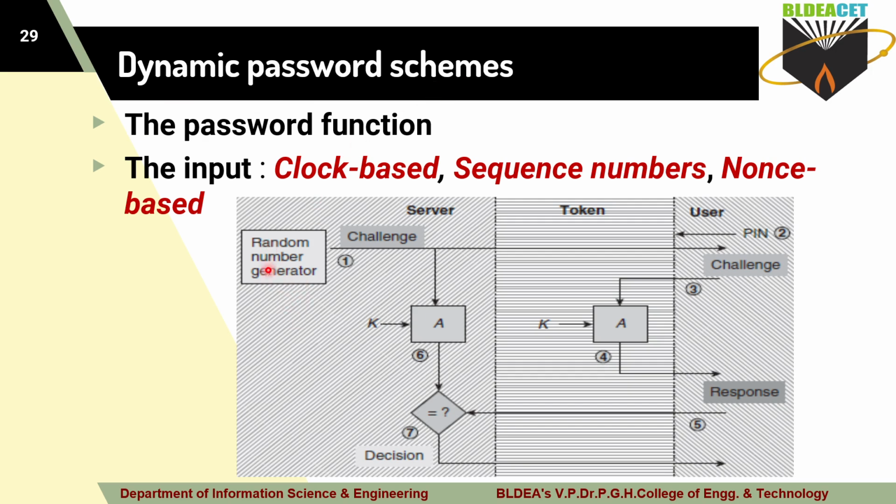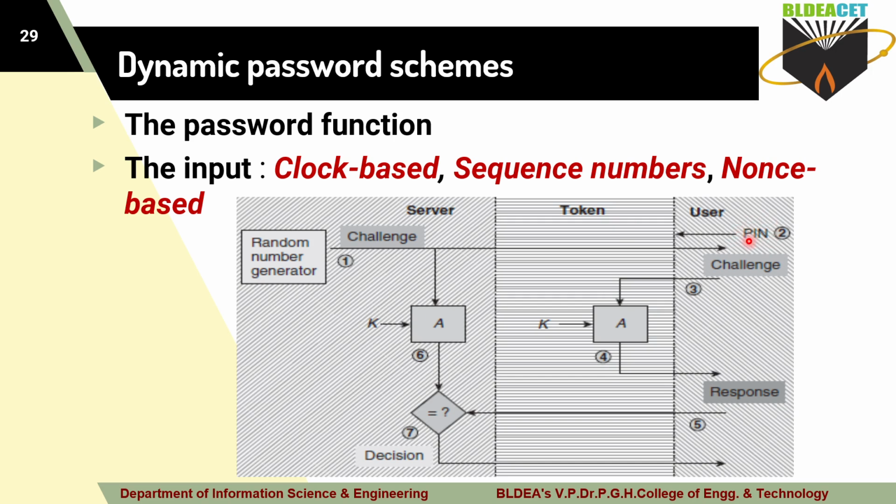This is your random number generator on the server side, and the user here. The server side uses the random number generator to generate a challenge, and that challenge it sends to the user. Before that, the user will use the PIN, and it sends that PIN to the token, and the token must be activated here. Here you are taking the help of the smart token. As I told earlier, the smart token is like a card, and that card has a magnetic chip that contains information related to the user, and to activate that you require the PIN.